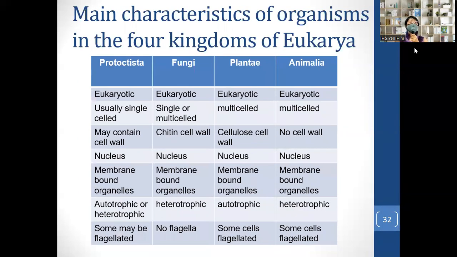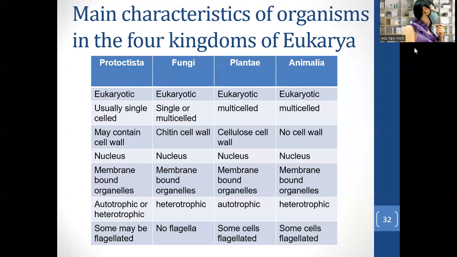So, putting everything into a table, what are the main characteristics of the four organisms? All of them are under the Eukarya domain, so all of them are eukaryotic organisms. Protoctista is usually single cell. Fungi is single cell or multicellular. Single cell, for example, yeast. Whereas the rest of them, like mushrooms and molds, are all multicellular. Plantae, multicellular. Animal, multicellular. May contain cell wall or not. Fungi, chitin. Plantae, cellulose. Animals don't have. Nucleus, all got because eukaryotes. Membrane-bound organelles, all got because eukaryotes.